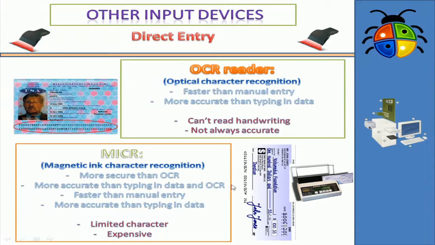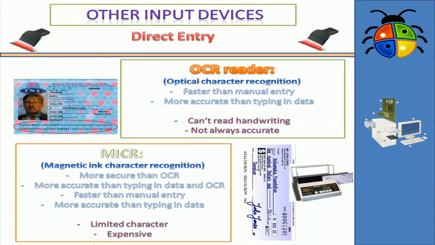These magnetic characters are compared with the characters in the database to find out whose details these are. So who does this check come from? It's faster than manual entry, again, quite obviously, and it's more accurate than typing data. However, it has a limited character set, and it's quite an expensive system, compared, of course, to typing things in manually.